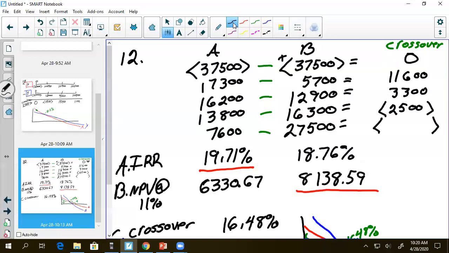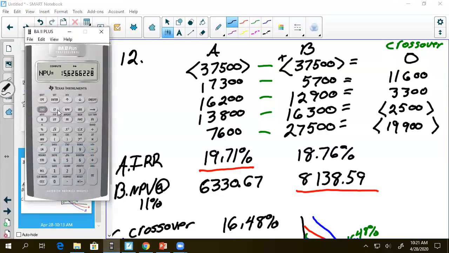19.9? Yeah, negative 19,900. Okay. All right. So here's what we're going to do. I go to my cash flows, 0. Cash flow 1 is 11,600. Happens once, then 3,300, negative 2,500, and then 19.9.